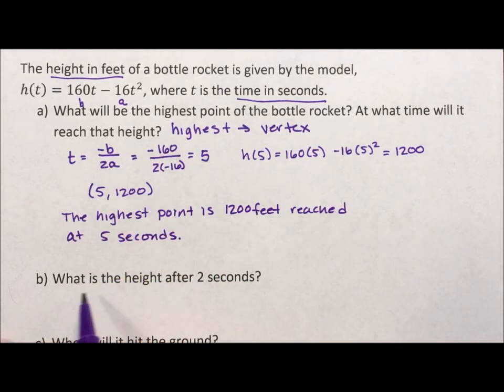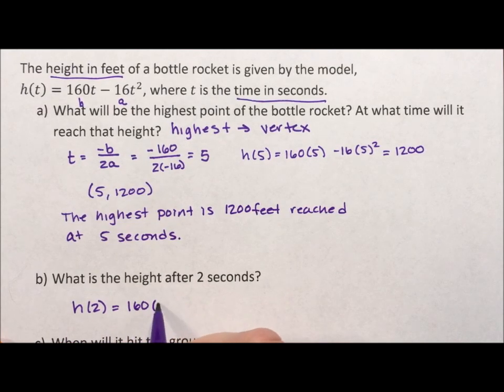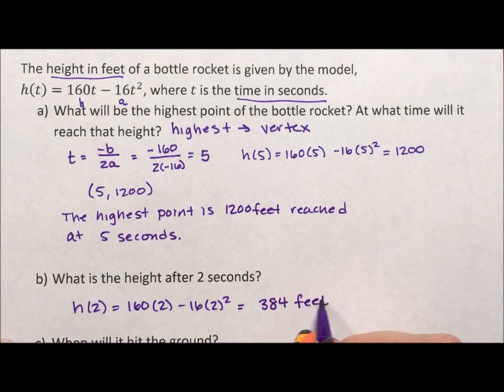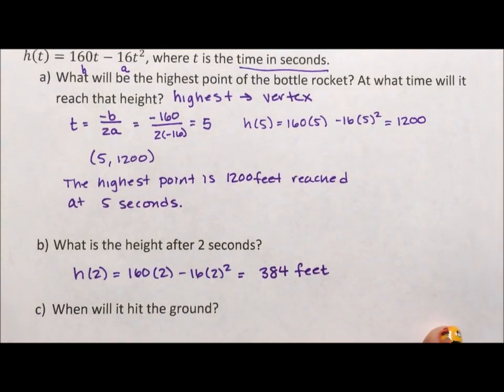It says, what is the height after 2 seconds? This is just a plug and chug. What is h of 2? h of 2 is 160 times 2 minus 16 times 2 squared, which is going to be 384 feet.